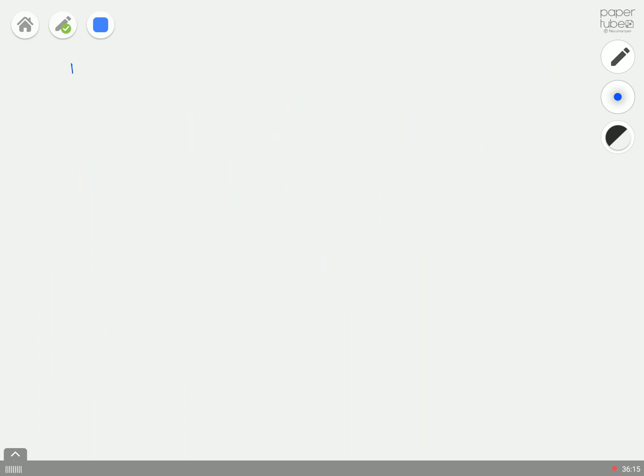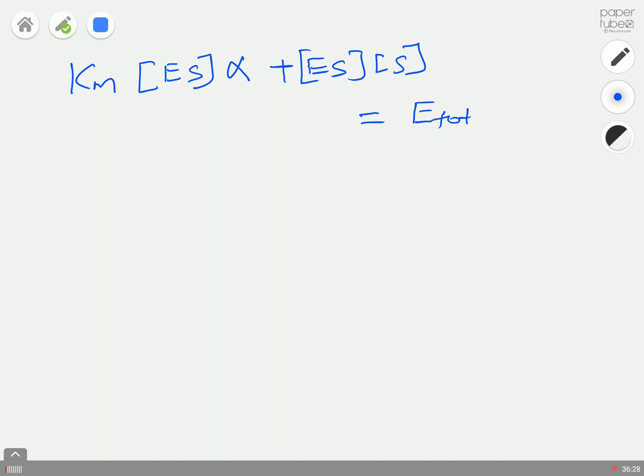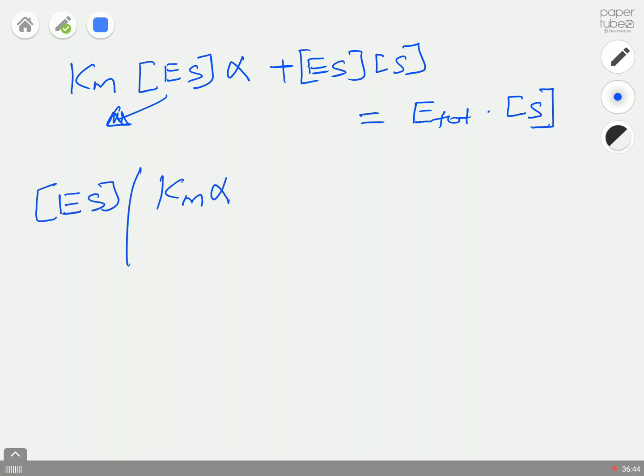So finally we get something like here, enzyme substrate complex multiplied by Km plus enzyme substrate complex multiplied by your substrate concentration, that's equal to E total into substrate concentration. Yeah, so that's what we have at the moment. So let's take enzyme substrate complex, the common factor, outside. So enzyme substrate complex, take it out, Km plus your substrate concentration, that's equal to E total multiplied by your substrate concentration.